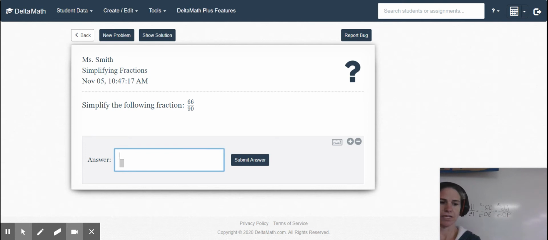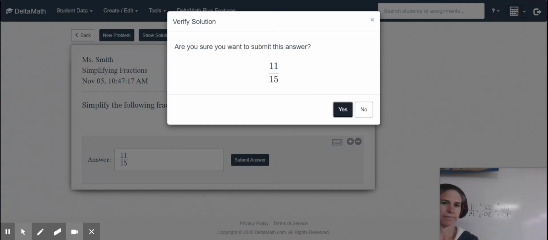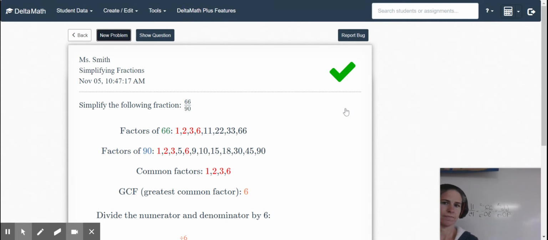Oops, my number key didn't work. 11, and I just hit the slash button to make it do the fraction. Oops, I already have one fraction bar in there. It's 11/15, and then I submit my answer. I got my green check.